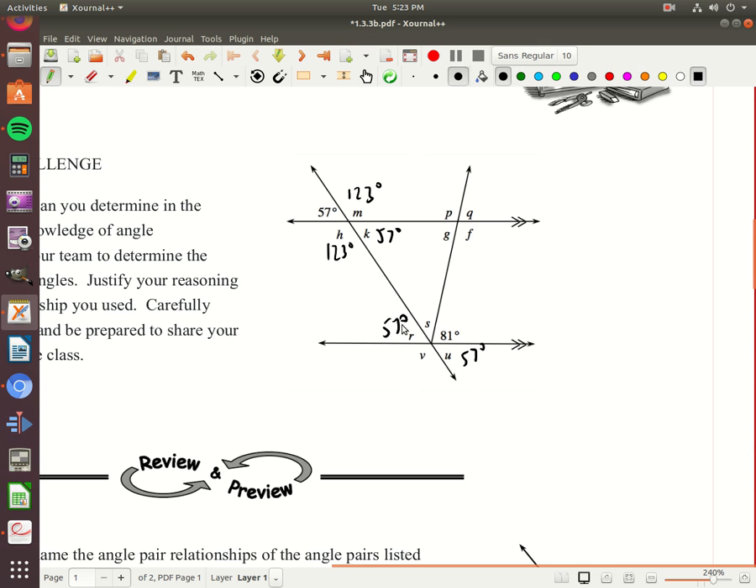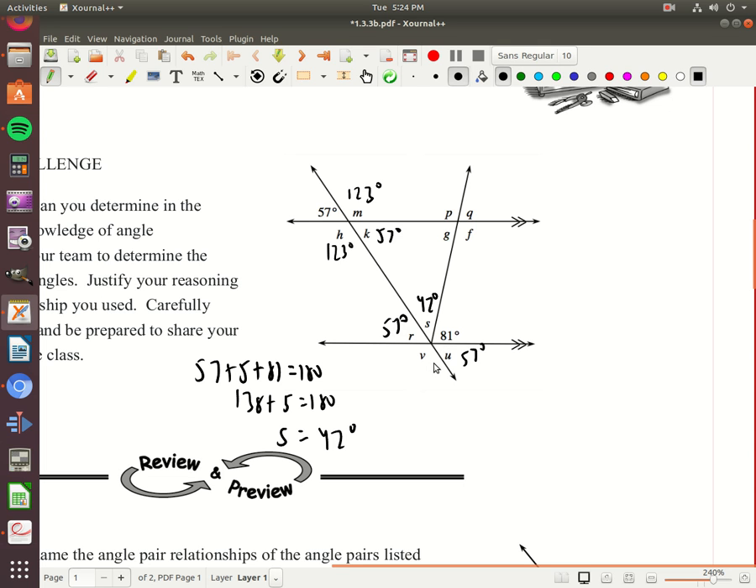I know that 57 plus S plus 81 equals 180. I know that because I have supplementary angles that form a straight line. So that means that 138 plus S is equal to 180. If I subtract the 138 from each side, S is going to equal 42 degrees. So S is 42 degrees. 42 plus 57 is 99, plus 81 is 180, so that looks good.